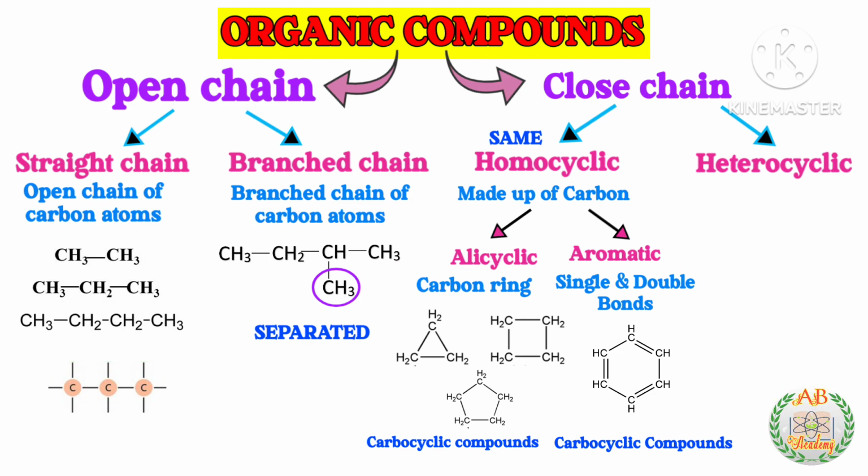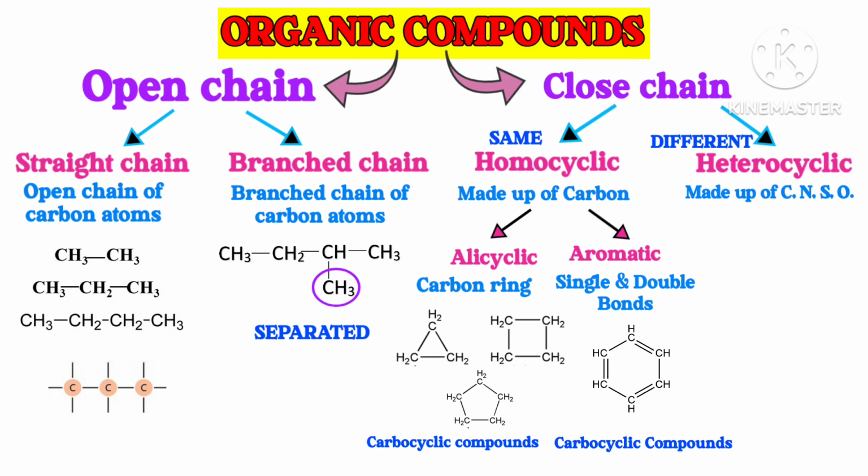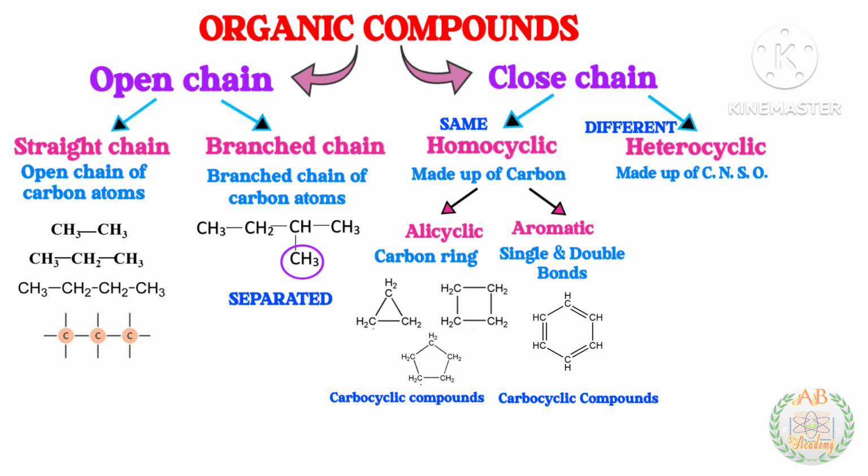Well, the word hetero means different. So heterocyclic are those organic compounds whose ring is made up of one or more atoms like nitrogen, oxygen, sulfur, etc. Heterocyclic organic compounds are further divided into alicyclic and aromatic organic compounds.